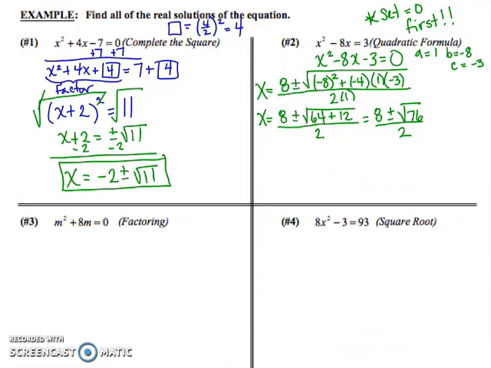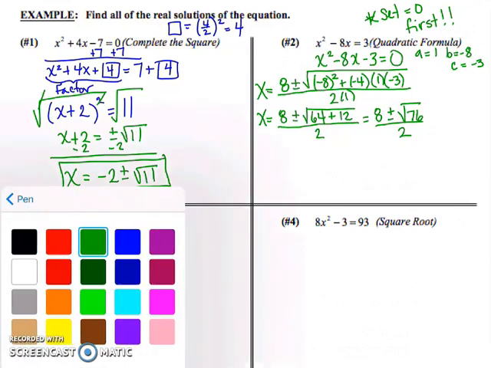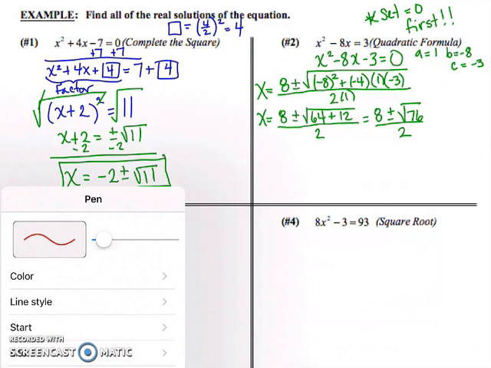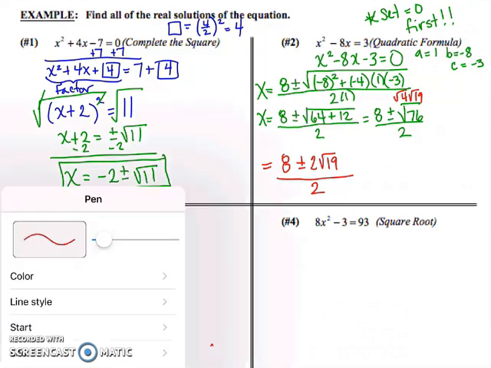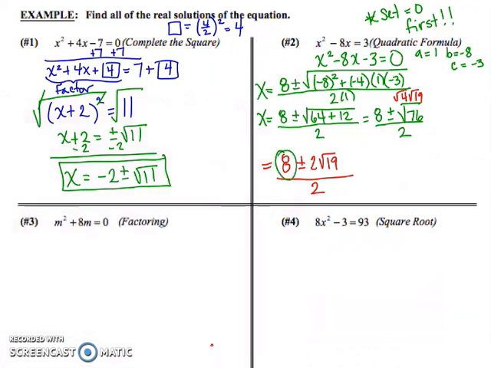I can split that 76 apart here into the square root of 4 times the square root of 19. Okay, so this is going to become 8 plus or minus the square root of 4 is 2, so 2 square roots of 19, all divided by 2. And then the last step here is I can do a little bit of reducing. Keep in mind, if you're going to reduce, you have to be able to reduce all of your whole numbers. So I have to be able to reduce the 8 and the 2 and the 2. Since they're all even, their greatest common factor is 2. I can divide all 3 of them by 2.